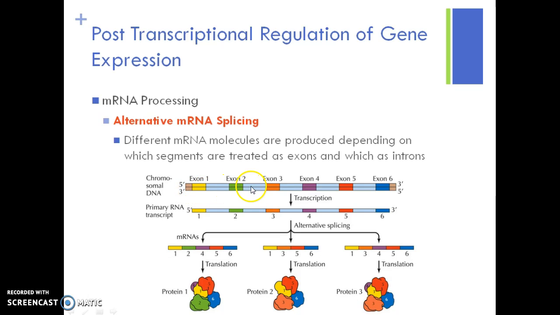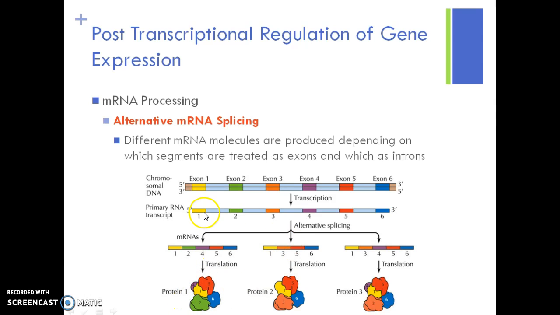So here we have one gene, and we have these exons which we're going to keep, and the introns in these blue sections that we're going to cut out. So when we make that primary RNA piece, we have all of the exons and all of the introns still in place. But if I cut out the introns and some of the exons, I can make this strand of messenger RNA. And take a look, here's the protein product that I create.